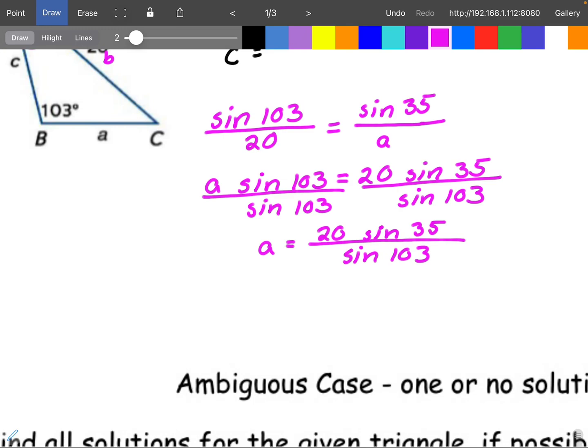And we need to be very careful putting this in the calculator. Although it is possible to put it all in at once, I don't recommend it. Your best bet is to type the numerator in just the way it is, 20 sine 35, hit enter, and you're going to get some horrible looking decimal, and it's okay. Once you have that decimal, then you're going to divide it by sine 103. And when you do that, you're going to get your answer. So when you type all of that in and you divide, you should get that A is approximately 11.8.